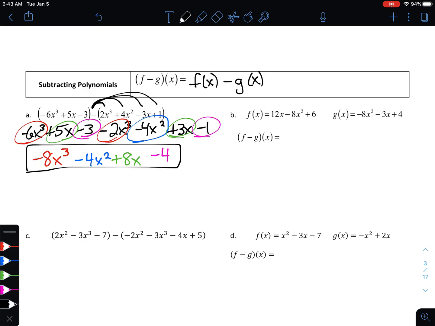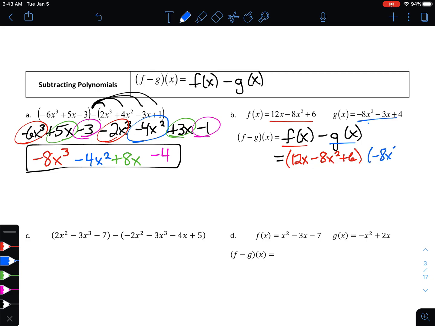All right, now example B, I'm going to go ahead and write out just so we can see it. So in example B, a little bit different. We're taking f minus g of x. Remember that is the same as taking f of x minus g of x. So when we write that out, again, we're going to take f of x and substitute what it is equal to. So that would be the 12x minus 8x squared plus 6. And then do the same with g of x. So substitute in the negative 8x squared minus 3x plus 4.